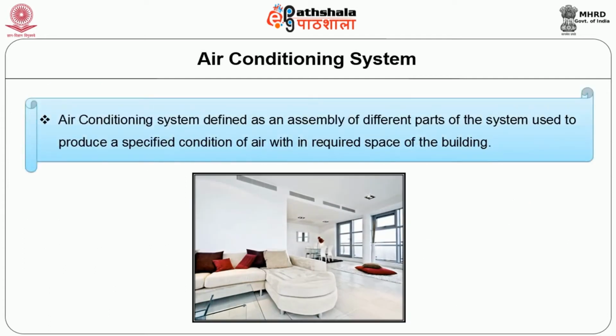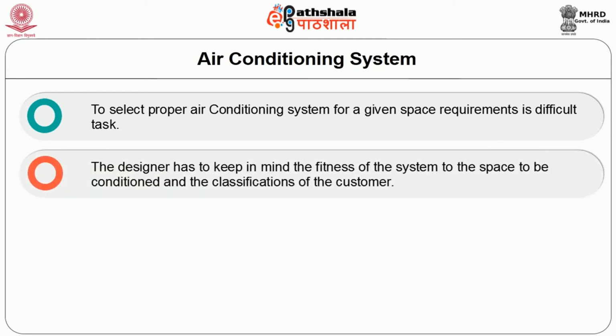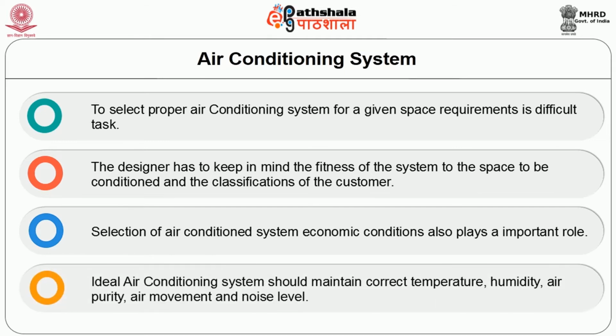Air conditioning system. Air conditioning system is defined as an assembly of different parts of the system used to produce a specified condition of air within the required space of the building. To select a proper air conditioning system for given space requirements is a difficult task. The designer has to keep in mind the fitness of the system to the space to be conditioned and the classification of the customers. In selection of air conditioning system, economic conditions also play an important role. An ideal air conditioning system should maintain correct temperature, humidity, air purity, air movement and noise level.